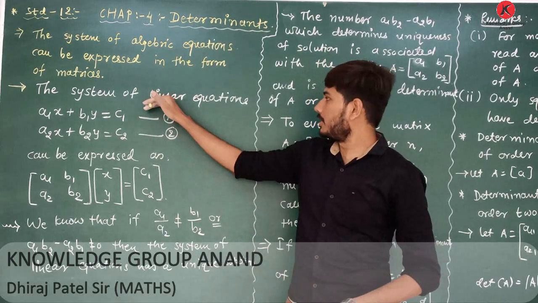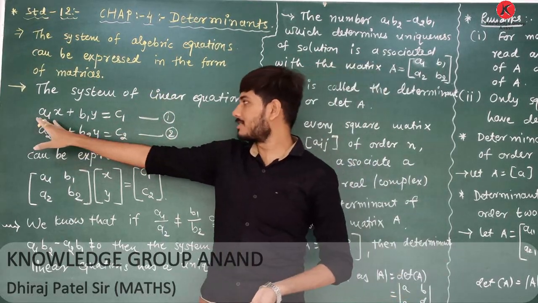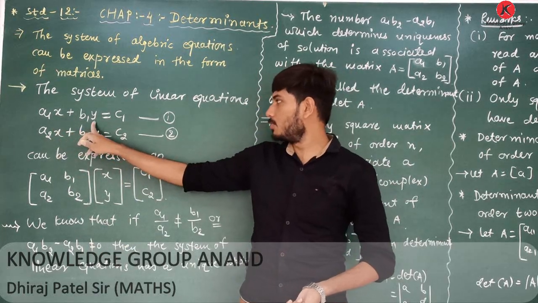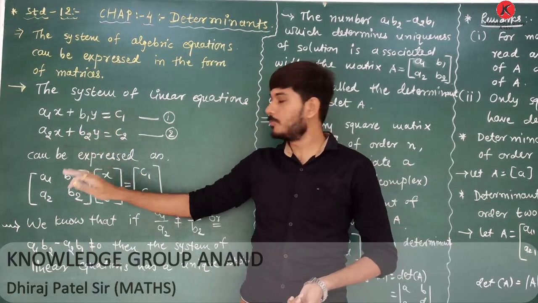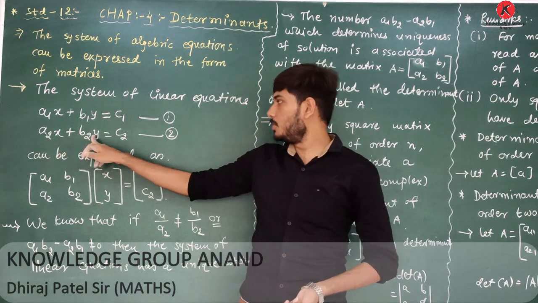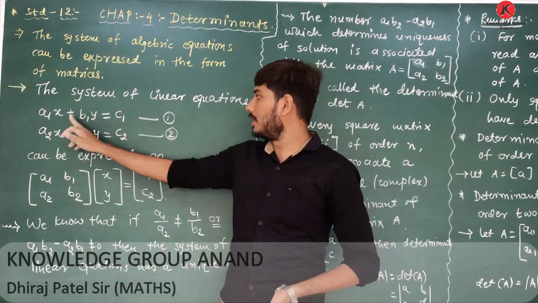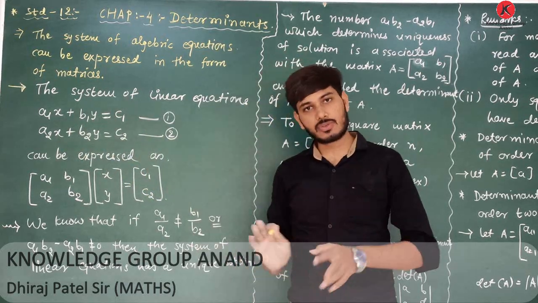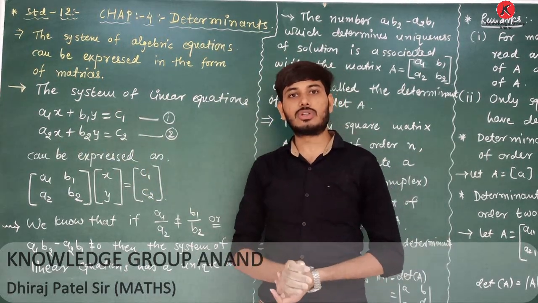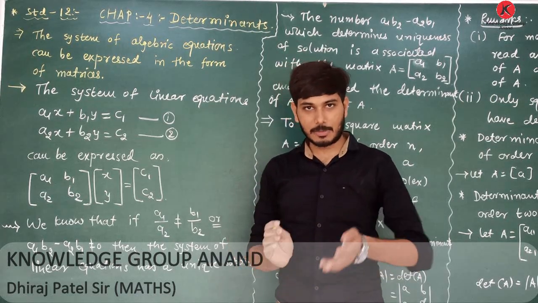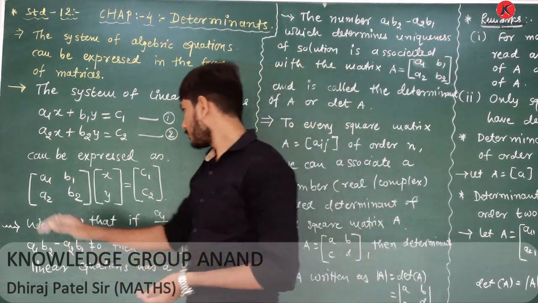The system of linear equations. Suppose I am considering the system of linear equations. First one is a1x plus b1y equals to c1. a2x plus b2y equals to c2. This is two variable linear equations. You have studied the solution of two variable linear equation in standard 10. That is chapter number 3, I think.